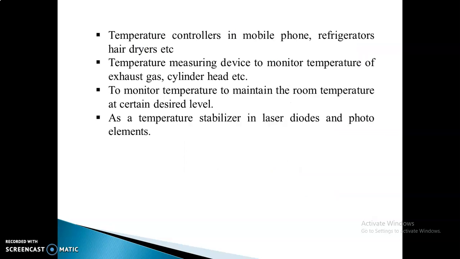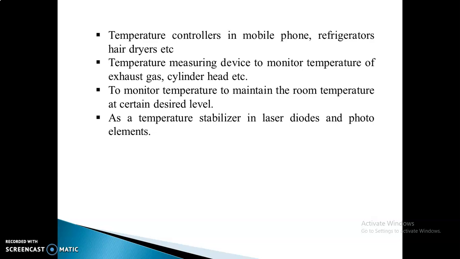Then what are the applications of the thermistor? Because of NTC and PTC, we have so many applications. Thermistors are generally used, as you all know, in the alarm systems in houses at the gate side, because of sensitive variation in the room temperature. It is also kept in the mobile phone, refrigerator, hair dryer, etc. Mobile phones, refrigerators, and hair dryers use NTC.